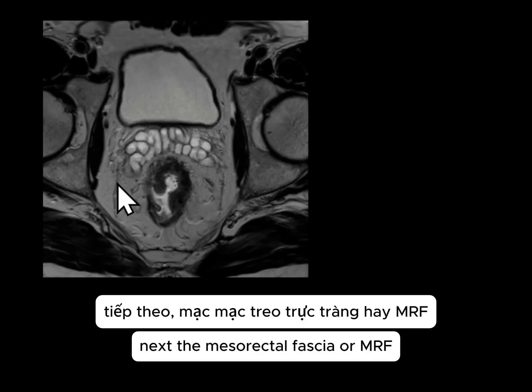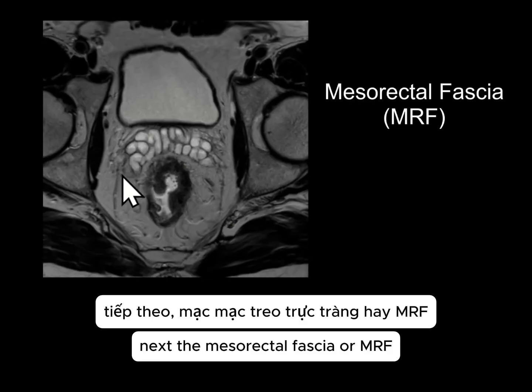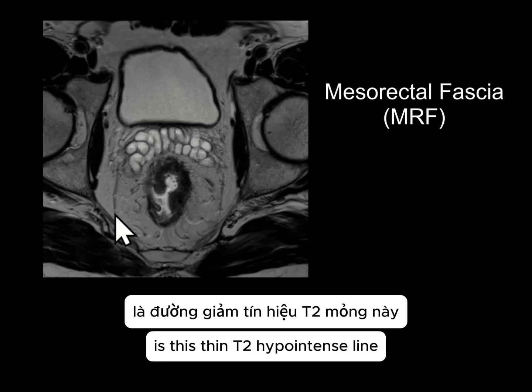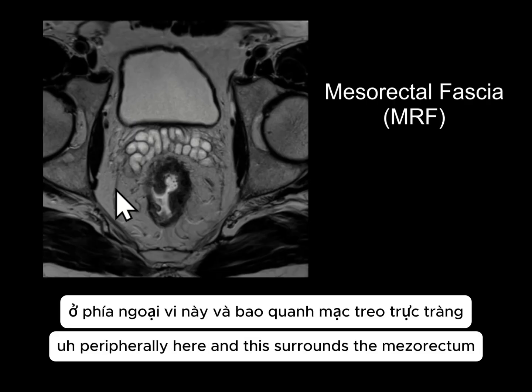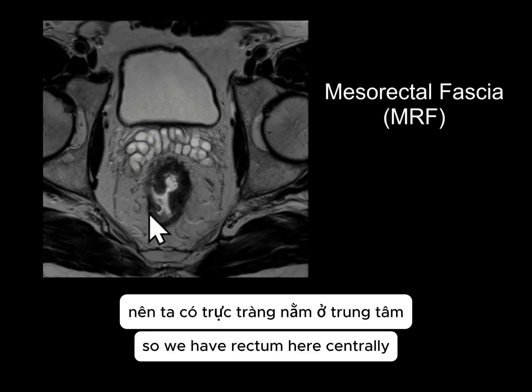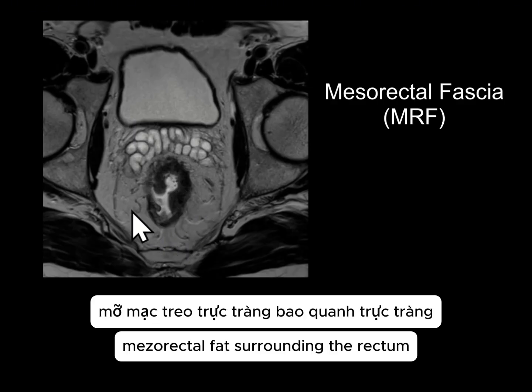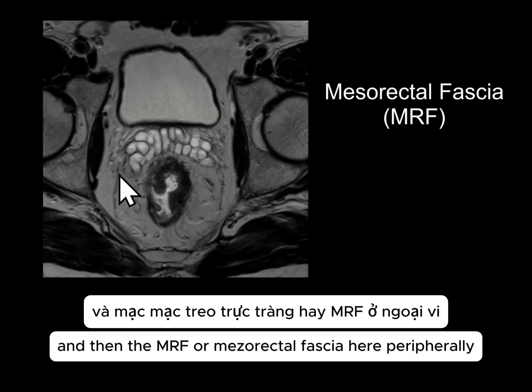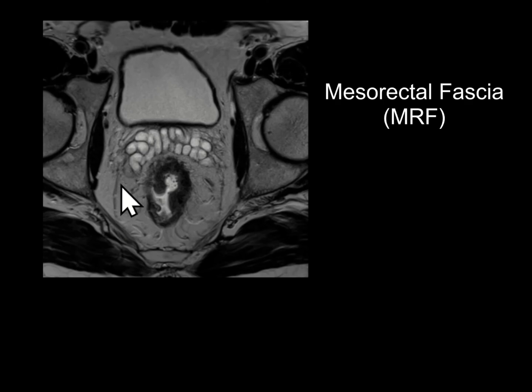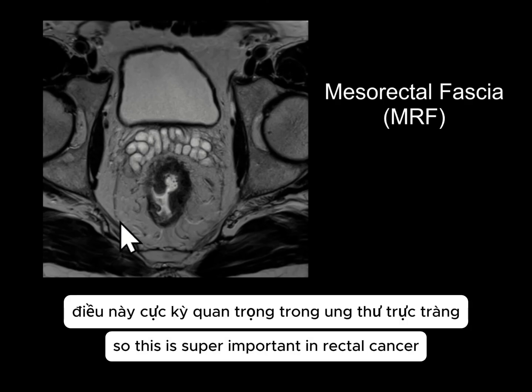Next, the mesorectal fascia, or MRF, is this thin T2 hypointense line peripherally here. And this surrounds the mesorectum. So we have rectum here centrally, mesorectal fat surrounding the rectum, and then the MRF, or mesorectal fascia, here peripherally. And that defines the mesorectum. So this is super important in rectal cancer.